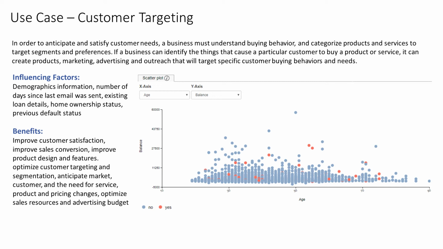By refining customer targets, the business can improve customer satisfaction and sales conversion, add additional product features, and design to satisfy customer needs. It can anticipate pricing changes, the need for new products and new sales resources, and plan for adequate marketing and advertising budgets. For this type of use case, the citizen data scientist might utilize the binary logistic regression technique.